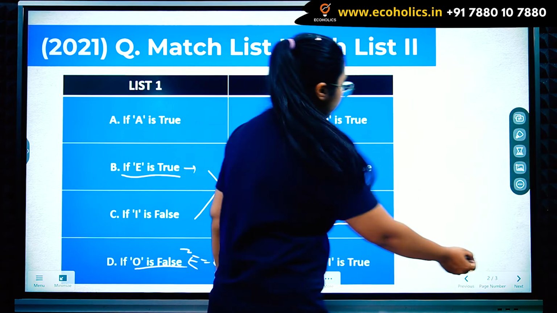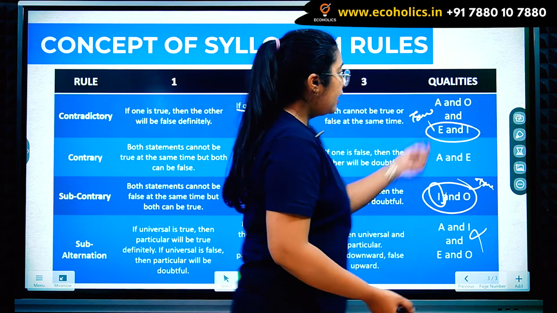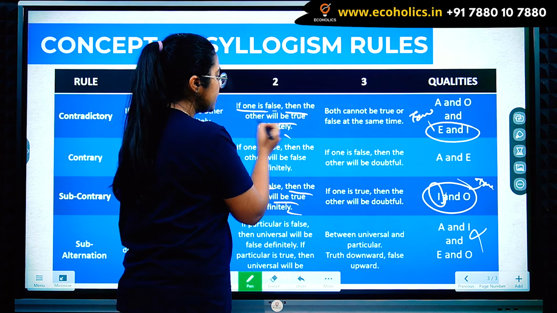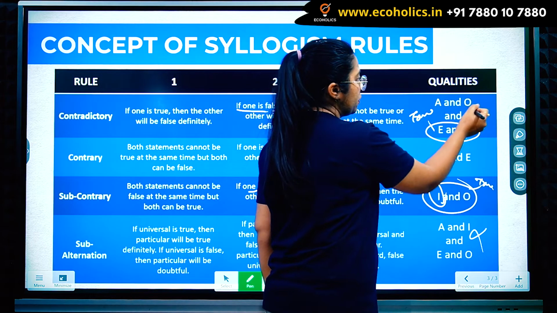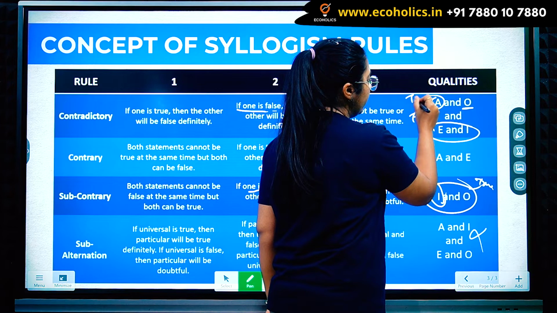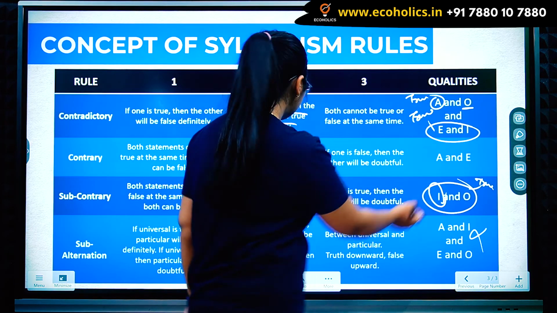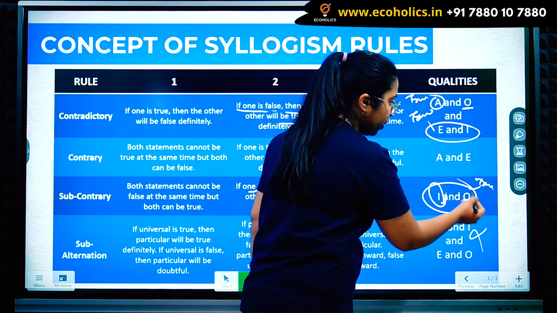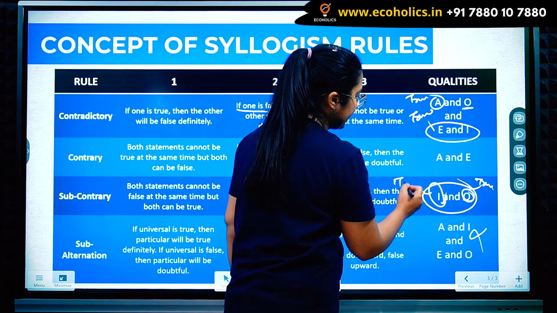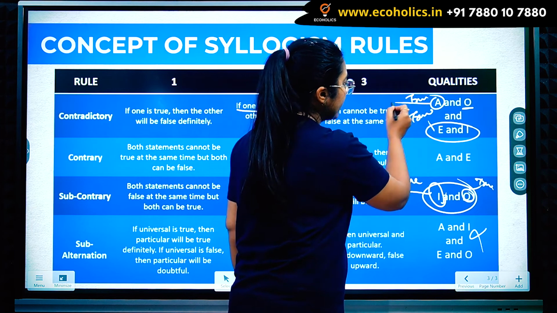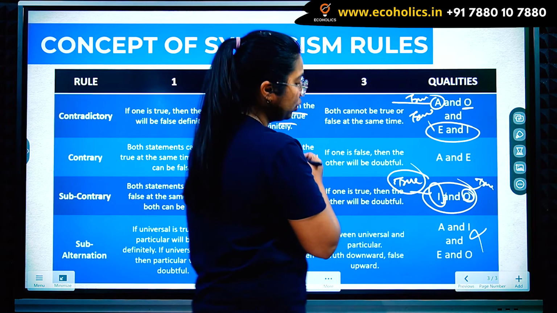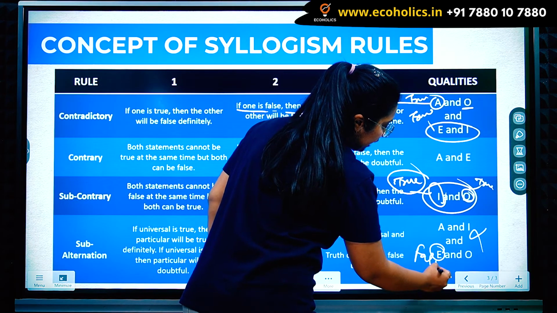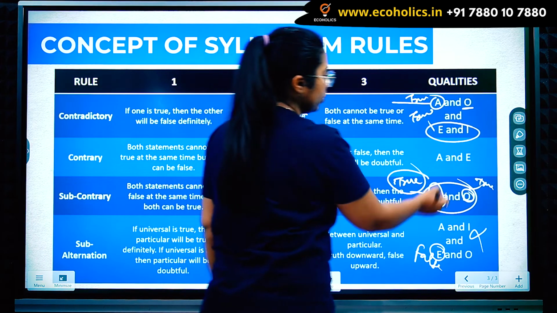Okay, so O we have over here. If O is false, then the other will definitely be true. So if O is false, then A has to be true. Here, if one is false, then the other has to be definitely true. So if O is false, then I definitely has to be true. So A has to be true, I has to be true, and E will definitely be false. That we already know about. So A is true and I is true.